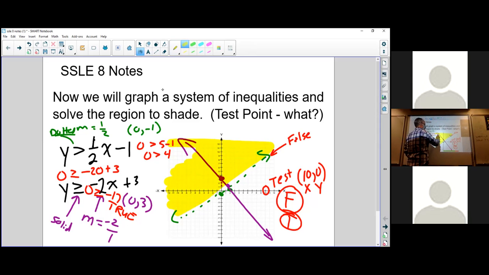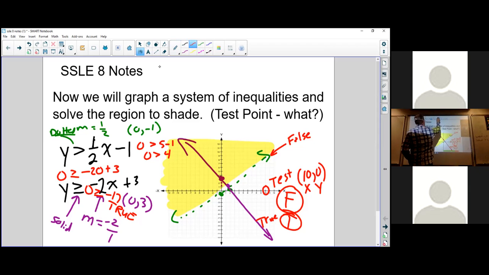But that's not the entire answer. If you shaded that whole thing in, you'd miss one point. Because that yellow region has one side of the purple line and the other side of the purple line. So this one down here gave me a true. So I'm going to shade the above part.